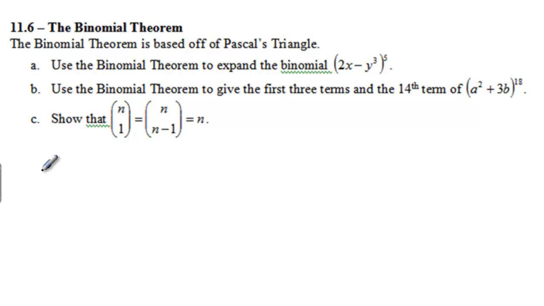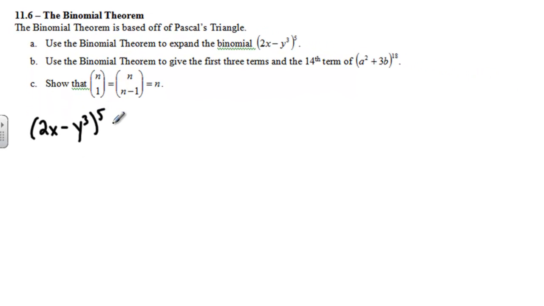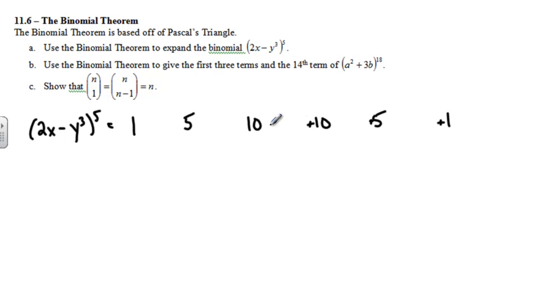And the first thing we're going to do is write out the coefficients from Pascal's triangle for the fifth row. Alright, and so looking at Pascal's triangle, I know it goes 1, 5, 10, 10, 5, 1. And I'm going to put little plus signs in front of the coefficients. We're going to try and write these as best as we can.